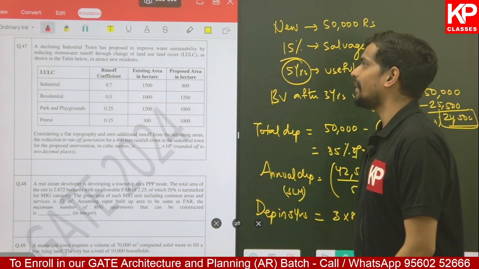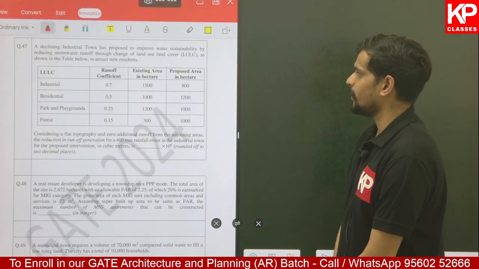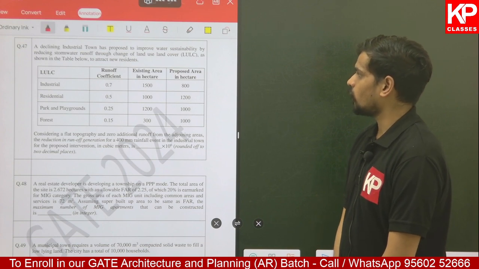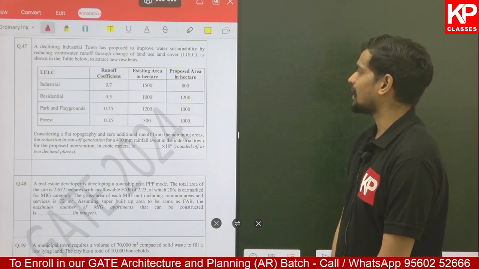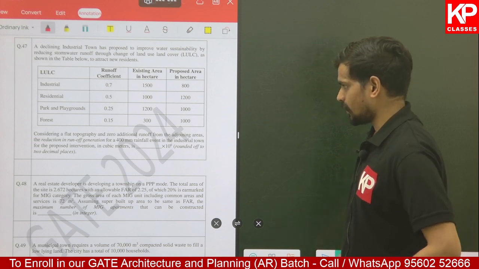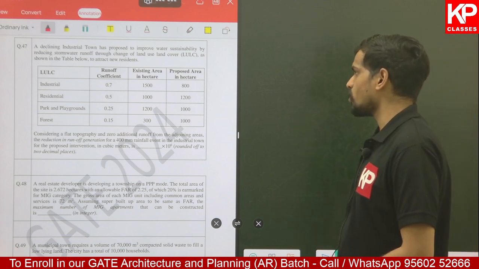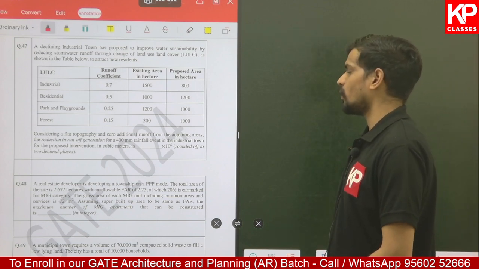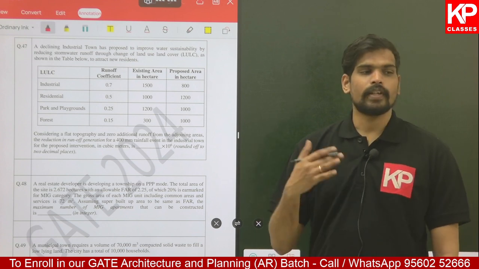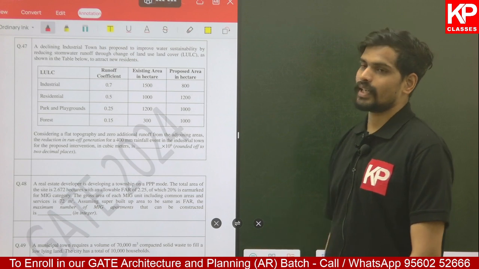A declining industrial town has proposed to improve water sustainability by reducing stormwater runoff through change of land use and land cover, LULC, as shown in the figure, to attract new residents. They have given the LULC, the land use, land cover, composition: industrial, residential, playground and forest. They have given the runoff for each and every type of land cover. The existing area in hectares and the proposed area in hectares are given.